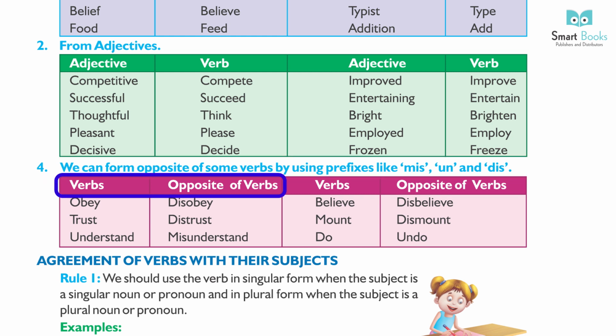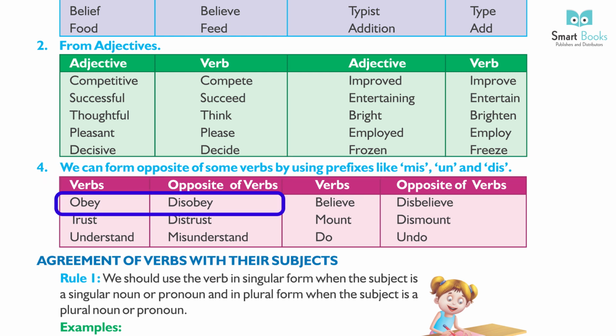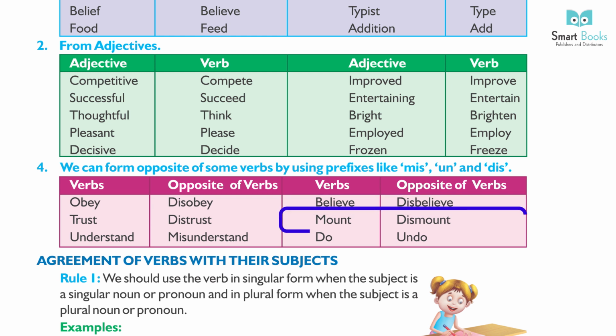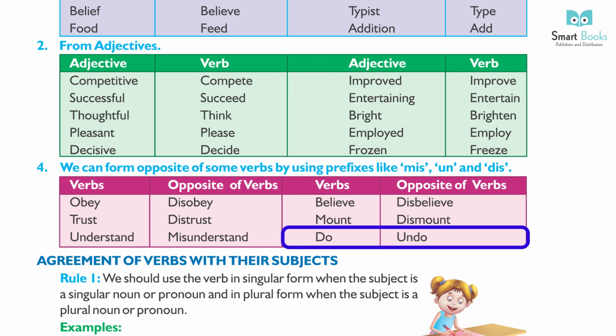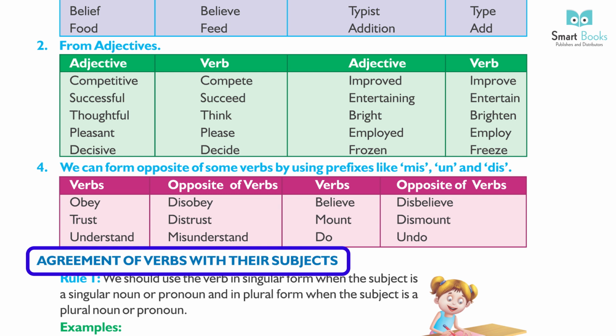3. We can form the opposite of some verbs by using prefixes like mis-, un- and dis-. Verb, opposite of verb: obey, disobey; trust, distrust; understand, misunderstand; believe, disbelieve; mount, dismount; do, undo.